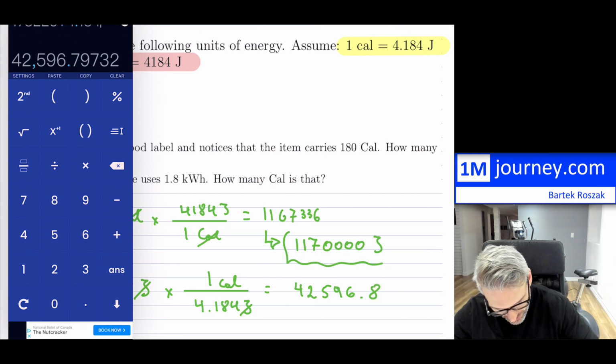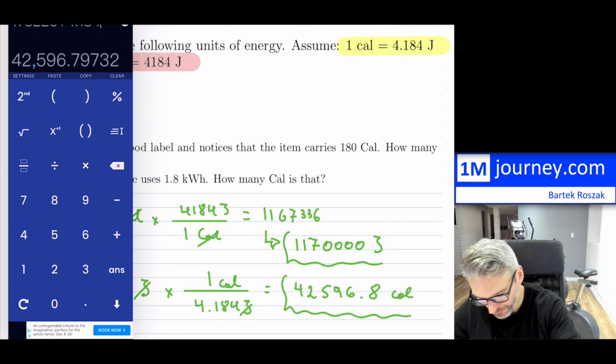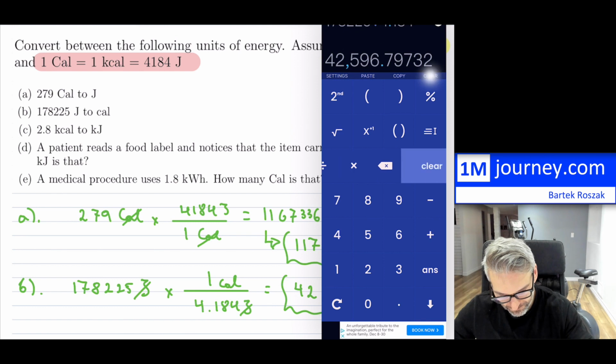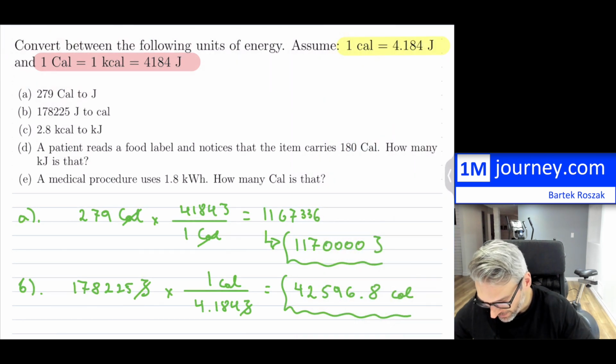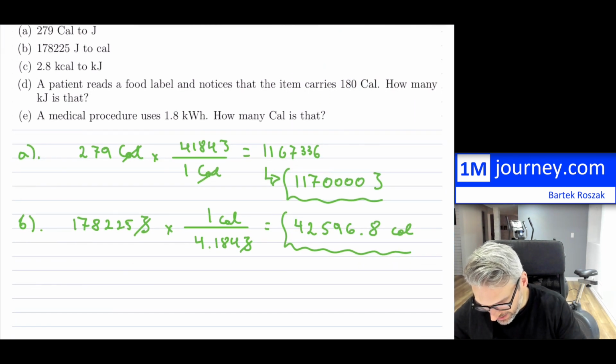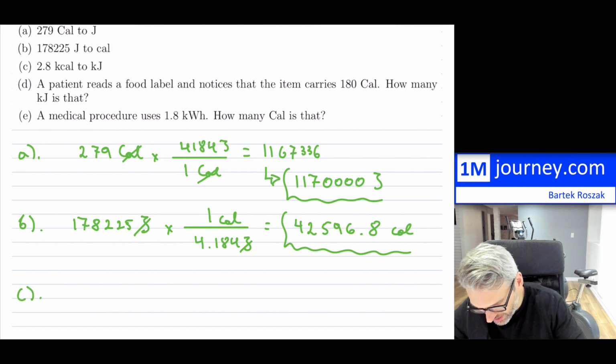So that's 1, 2, 3, 4, 5, 6. All right. That's how many small calories we would have in there from that. All right, so that's part B. Okay, part C. So this just gets you used to getting familiar with these.